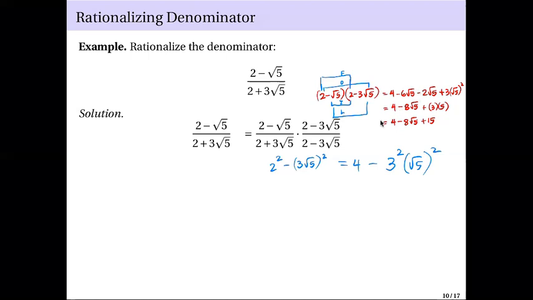So we have this. All we need to do is to combine this 4 and 15. On the denominator here, let's just write this as 4 minus 9 times 5. And then we'll just simplify this. But as you can see, the denominator no longer has a radical. The numerator doesn't matter if it still has radicals or not. As long as the denominator is free of radicals, then we're good.